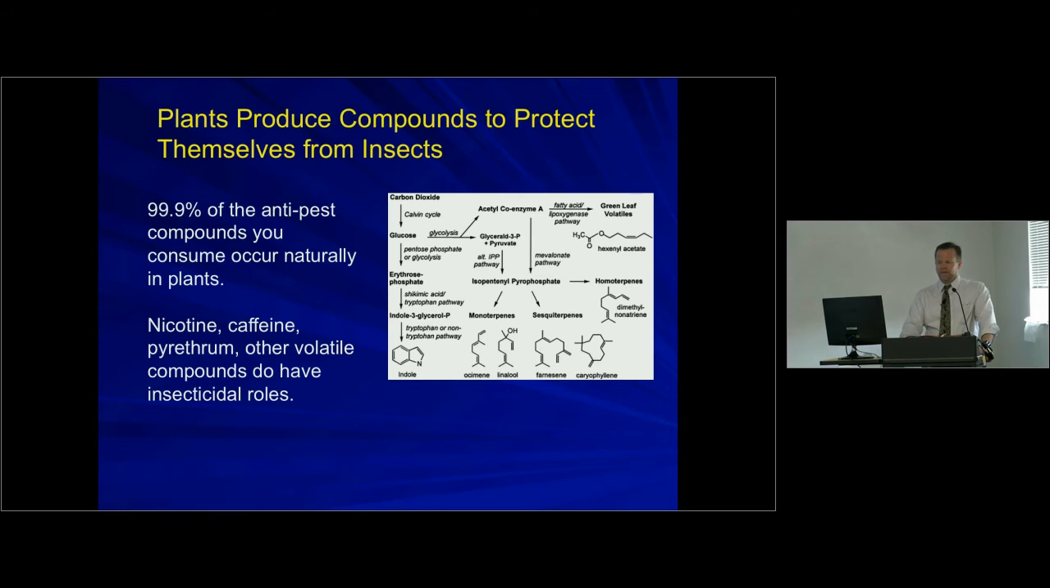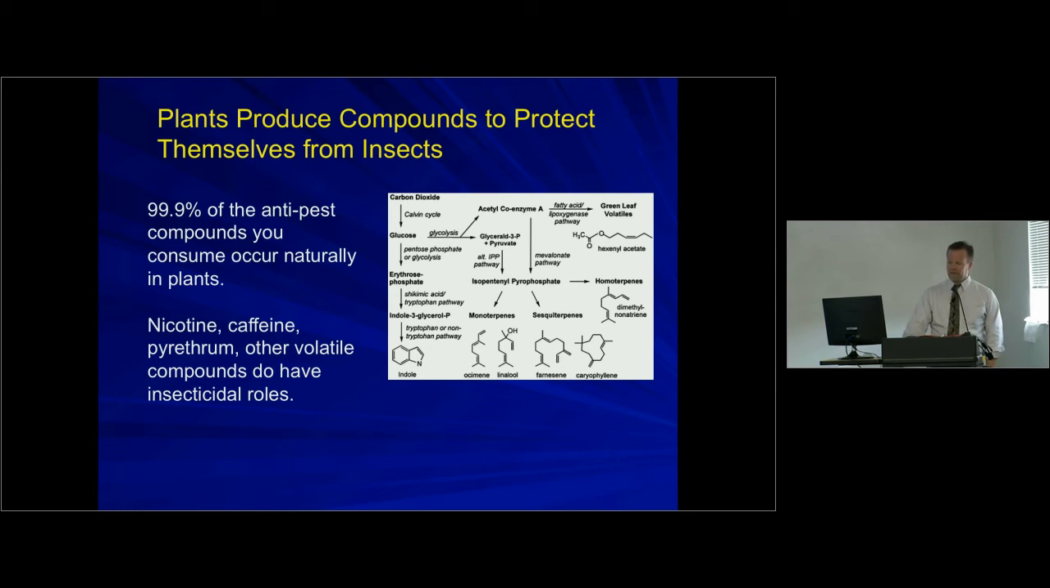It's important to remember because 99.9% of the anti-pest compounds you consume occur naturally in plants. So nicotine, caffeine, pyrethrum, many other volatile compounds like linalool, methylanthranilate, all these other compounds are made naturally by the plant and have roles in deterring insects or deterring fungus or bacteria. Plants are pretty vulnerable. They're stuck in one place. They need to make chemical defenses.